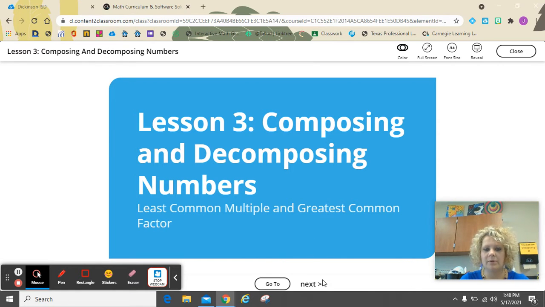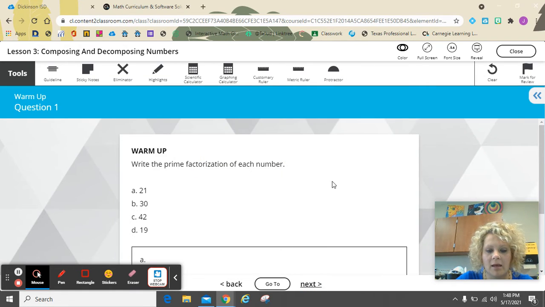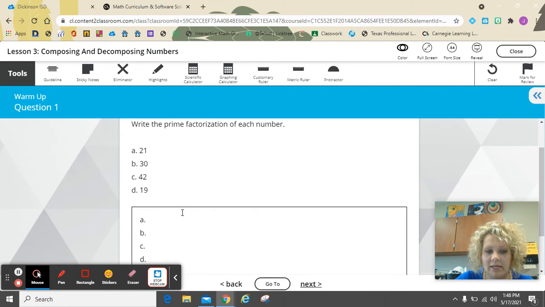With composing and decomposing numbers, we're going to be focusing on least common multiple and greatest common factor. What I want you to do is, this is just prime factorization. I would like you to go ahead and pause, and you are going to write the prime factorization of each number. The best thing to do is to make factor trees of all of these, and then write your prime factorization. And remember, we want to put it in exponential form, using the exponents. So go ahead and pause right now and complete the 4 warm-ups. And then when you're finished, you can unpause to check your answers.